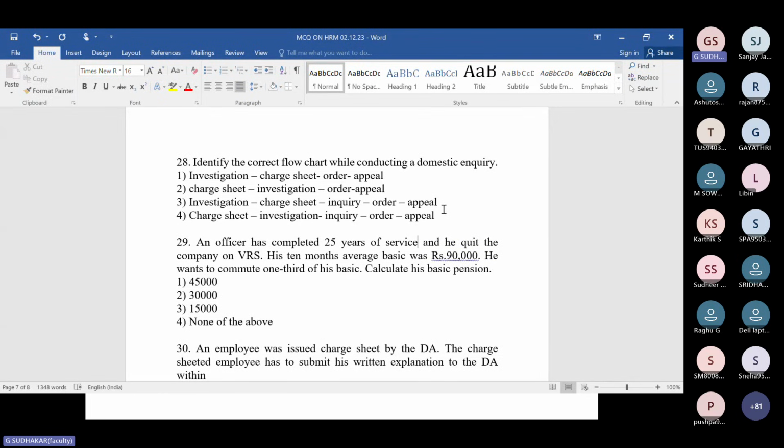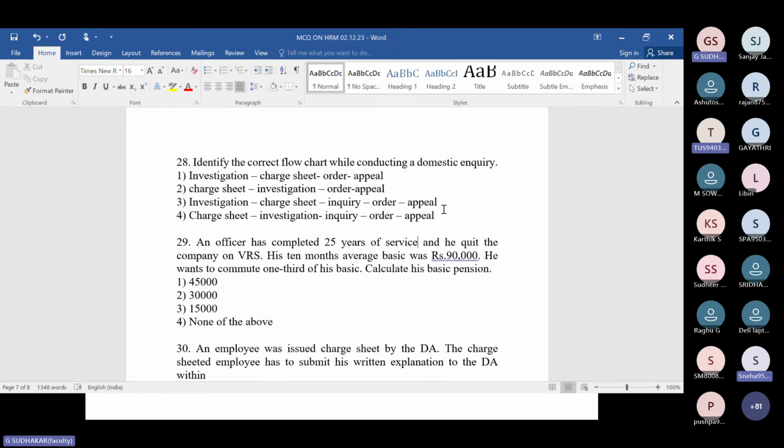You can give notional credit of 5 years. So 30 years is the counting service, but the proportionate is 33 by 30. If you put the average 90, you will get around 40,000 something only now. So that is the correct answer, 40,909. We have to take 50% of the average basic, na? So it will be 45,000 will be the basic.